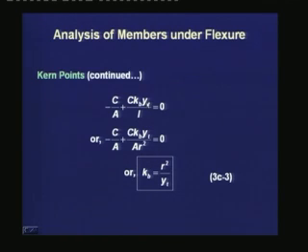YT, which is the distance of the top from the CGC divided by I, and the sum total is equal to 0. Again, substituting I equal to A R square, we can find out an expression of the bottom Kern point, which is given as KB is equal to R square by YT. Again, here R is the radius of gyration and YT is the distance of the top edge from the CGC.